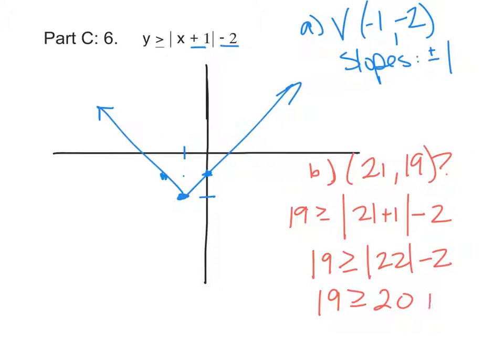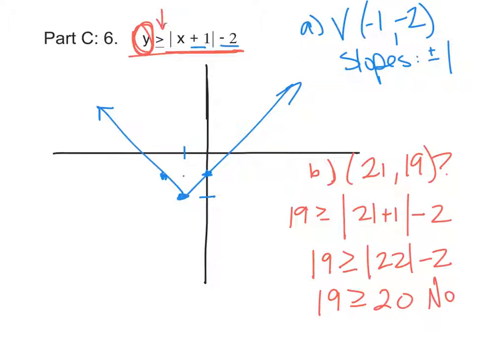Well, no, it's not. But that's not very helpful for us because it's so far away from where our graph is, I can't tell if 21, 19 is above the V or below the V. And that's where we can use another trick here. And that goes back to being able to read what this equation says. I'm going to break this into 3 parts. y. The y is talking about the y direction, the up and down. The absolute value part, that's talking about the actual V and where it's positioned.